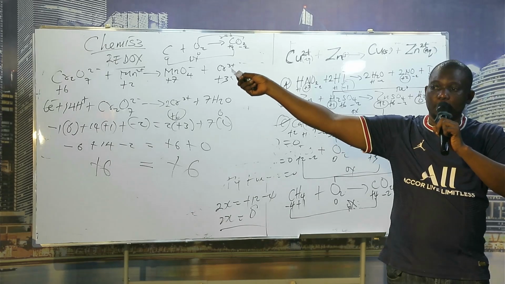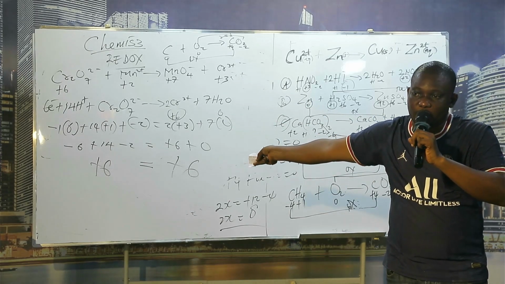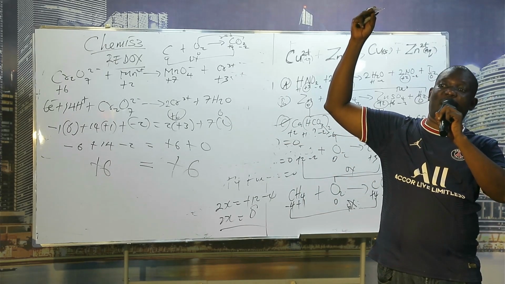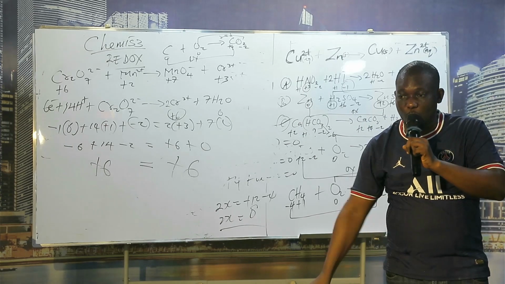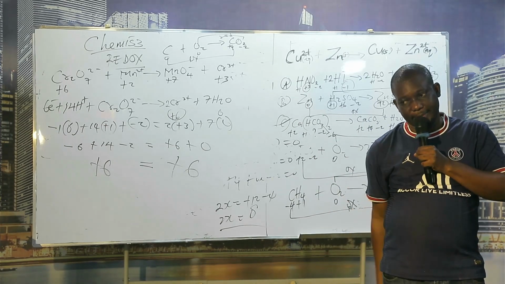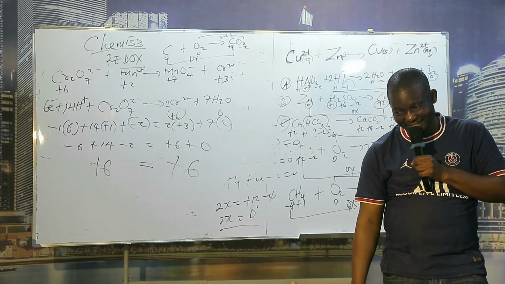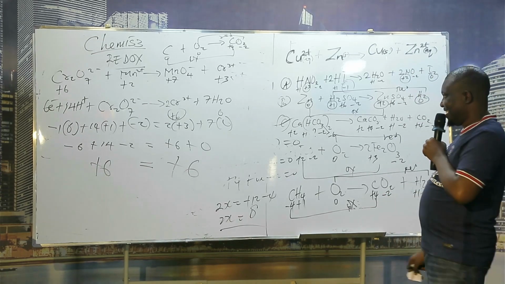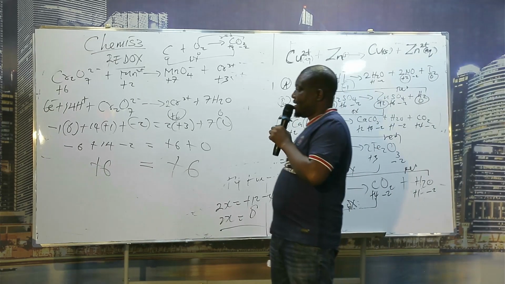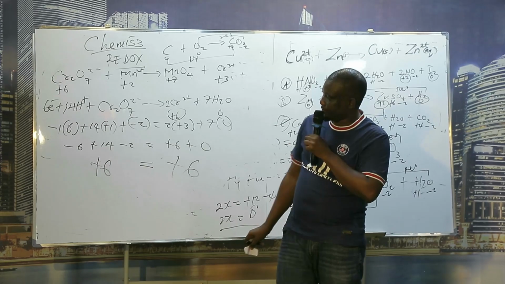What is the last rule? The algebraic sum of the oxidation states of all the atoms of the elements in a compound or molecule is what? That is why. If you ask me why again, I will ask you why not.